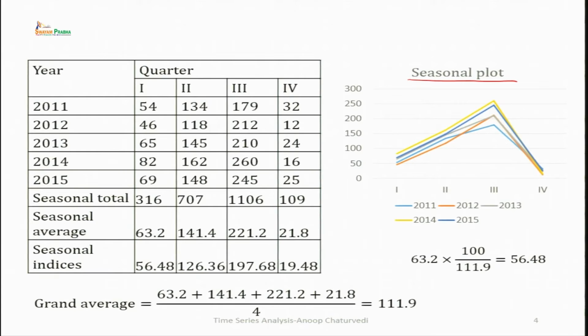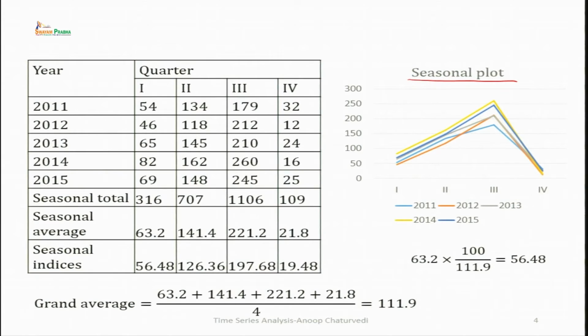Then we calculate the grand average for all the quarters, which is 63.2 plus 141.4 plus 221.2 plus 21.8 divided by 4, and finally you obtain 111.9. So, this figure gives you the grand average.